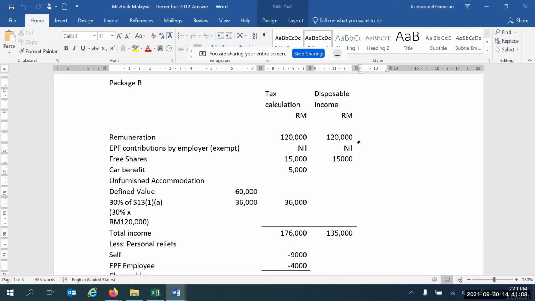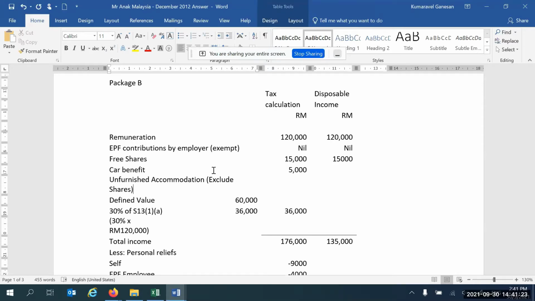Now remember that day we learned, I don't know whether you still remember, for the unfurnished accommodation, I must exclude the share, whether share award or share options, it needs to be excluded. That's why it is 30% times 120. Here I can compare because he's not a director of a controlled company.